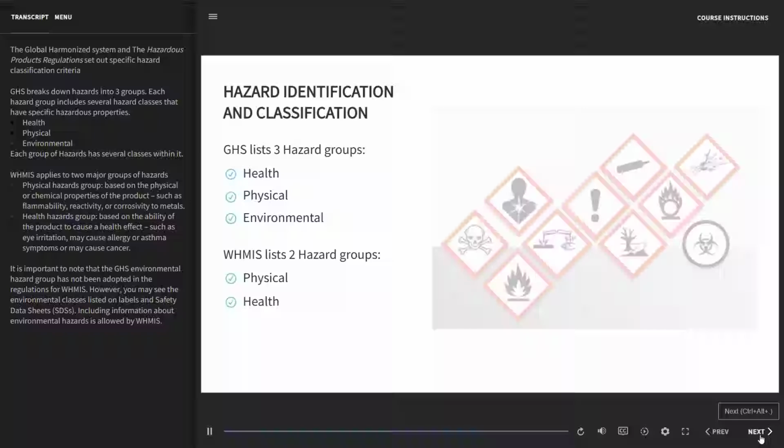It is important to note that the GHS Environmental Hazard Group has not been adopted in the regulations for WHMIS. However, you may see the environmental classes listed on labels and safety data sheets. Including information about environmental hazards is allowed by WHMIS.